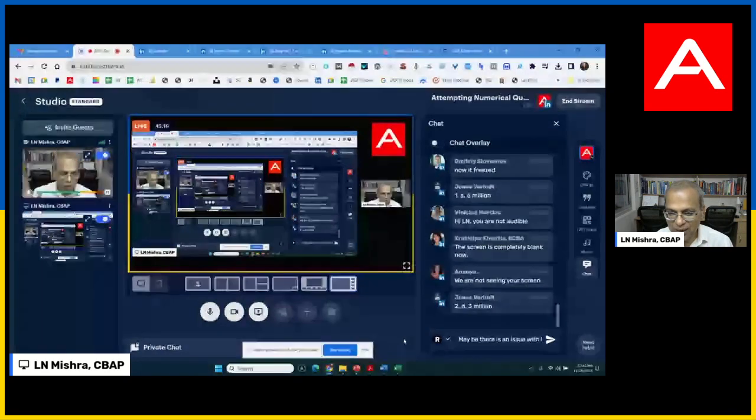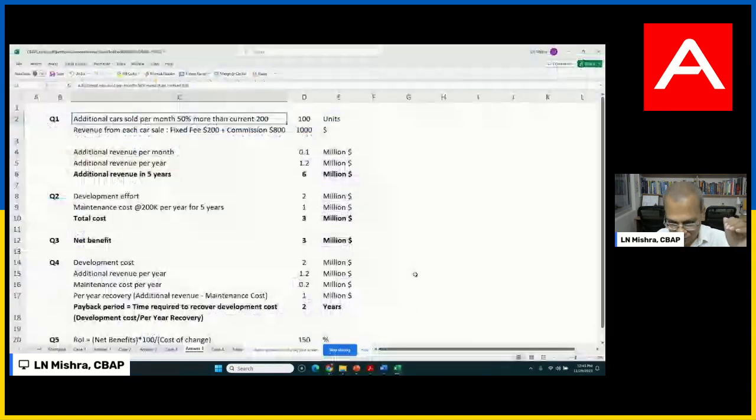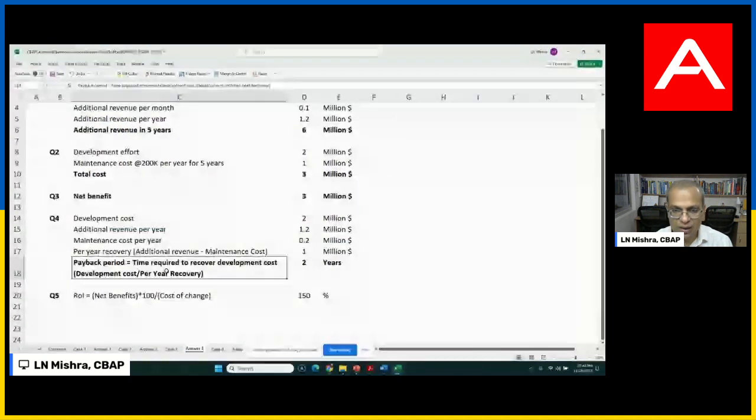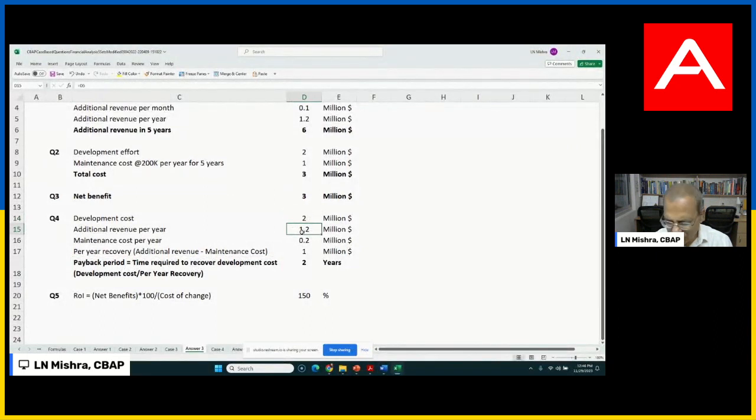I trust you guys are back. And I was explaining the revenue, then I explained the cost. I was up to net benefit. Then there was a question on payback period. And as you can see here, we are making 1.2 million extra money in a year through the additional sales, but of that, 0.2 million is going away in maintenance. So this is what we recover per year, which is essentially your additional revenue minus maintenance cost or usage cost.